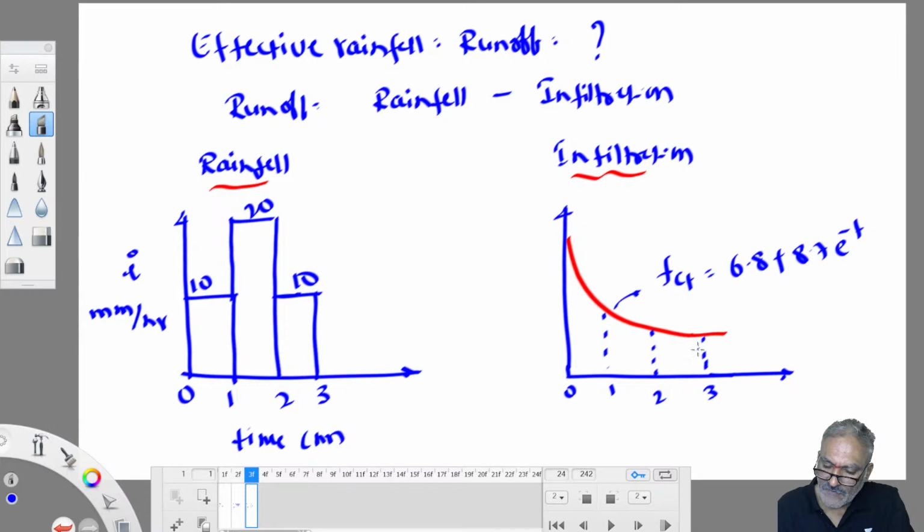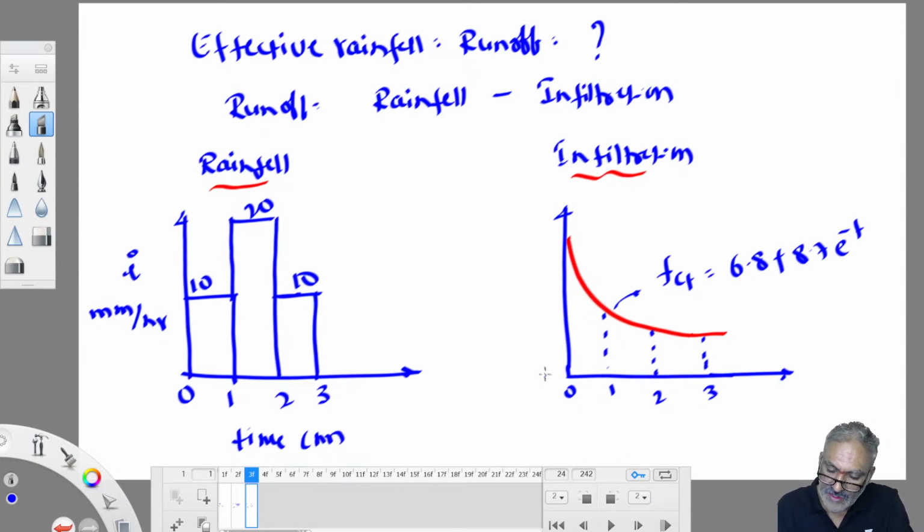In 3 hours, total infiltration is the area below the hydrograph, or if I is greater than or equal to FC everywhere, the area below Horton's curve will give infiltration. Okay, so I have to superimpose these two and work it out. Before I superimpose, I need to work out FC1.